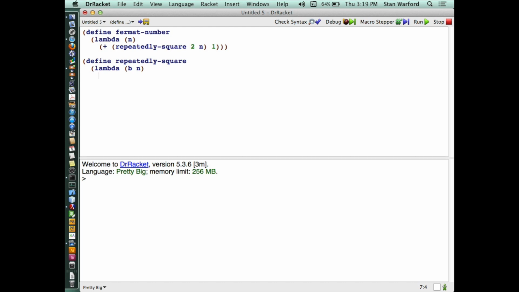Now, always when you have a recursive one, what always comes first? Yeah, we have to check for the base case. What was our base case for repeatedly square? If N equals 0. So how do I write that? Parentheses equals N 0. And now what gets returned in this case?